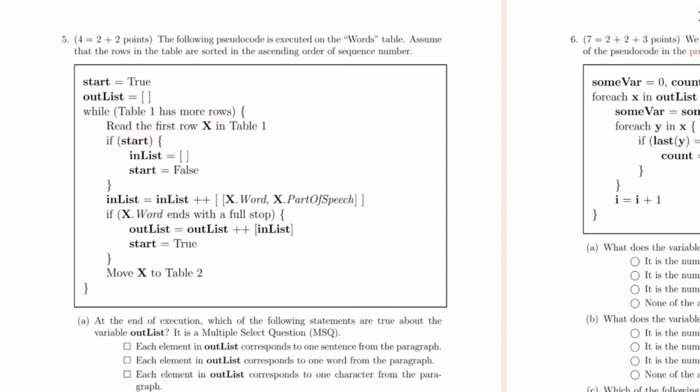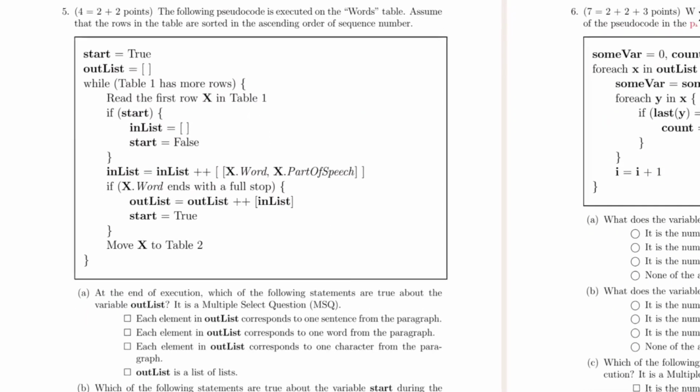So our question number 5 is, the following pseudocode is executed using the words table. Assume that the rows in the table are sorted in ascending order of the sequence. Okay, we have to assume that the table is sorted in ascending order, right? So let's start. So initially a variable start is assigned with true. Then we have an initialization of a list, outlist. Then we start with a while loop.